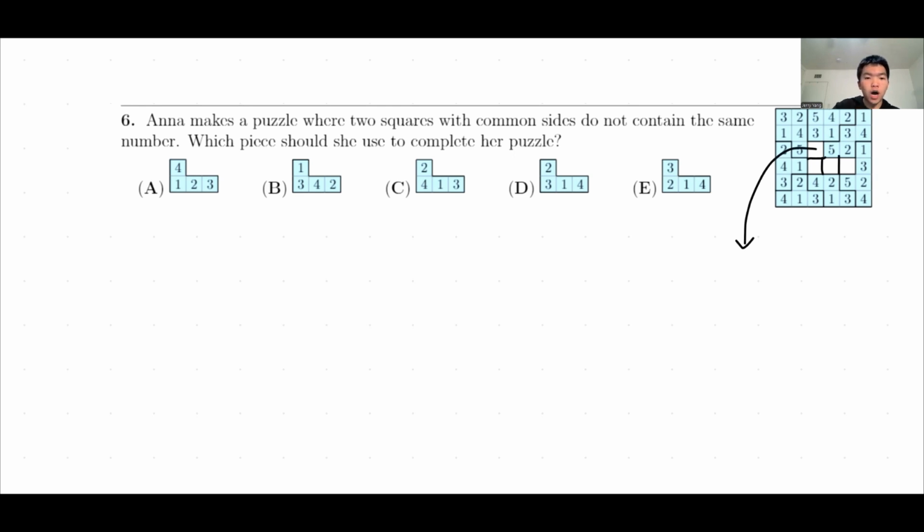So out of all of these options, this one still works. This one still works. This one still works. This one still works. But E no longer works because it has a 3 up at the top. So we already eliminated one answer choice.